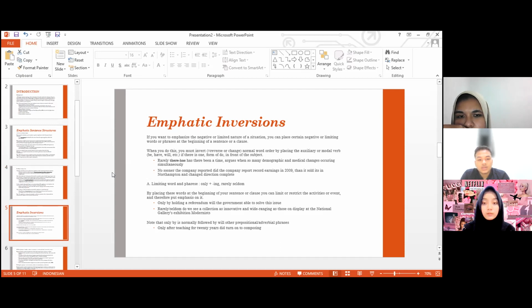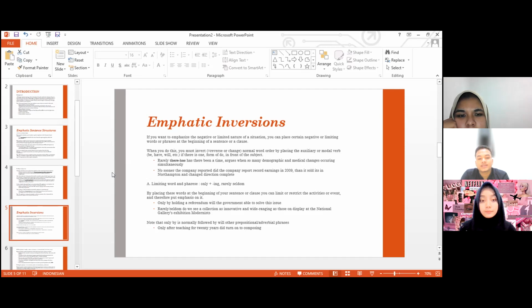So the example is: rarely has there been a time or age when so many demographic and medical changes were occurring simultaneously. And the second is: no sooner had the company reported record earnings in 2009 than it sold its site in Northampton and changed direction completely.